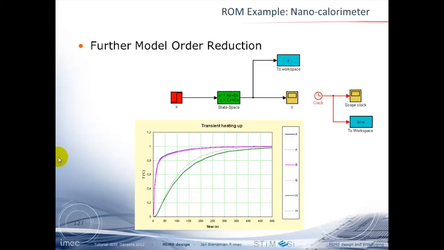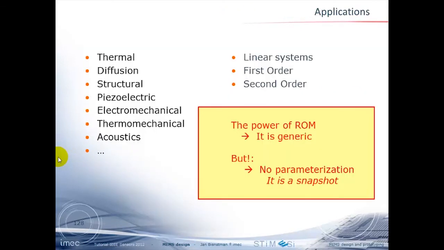You also see that in the transient here there is a mismatch. That's because the Taylor series expression was driven to converge around zero frequency, so the steady state was more accurately represented. Okay, what is the power? It is generic. You can apply it for all these physics, depending on the building blocks of whatever. So that's the nice thing.